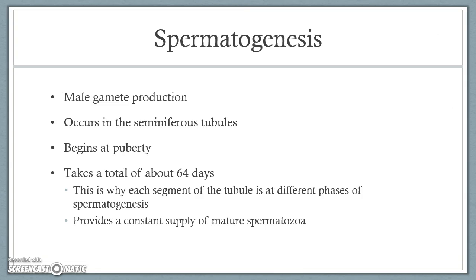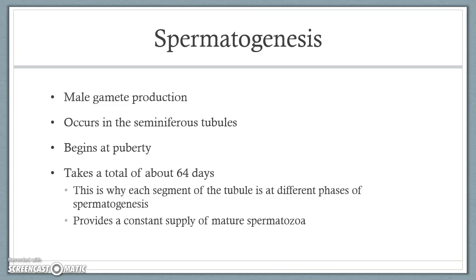Male gamete production is called spermatogenesis, and it occurs in the seminiferous tubules of the testes. Spermatogenesis does not begin until a male reaches puberty. From that time, a male will undergo spermatogenesis to some degree for the rest of his life. The process from stem cell to 4 gametes takes about 64 days.